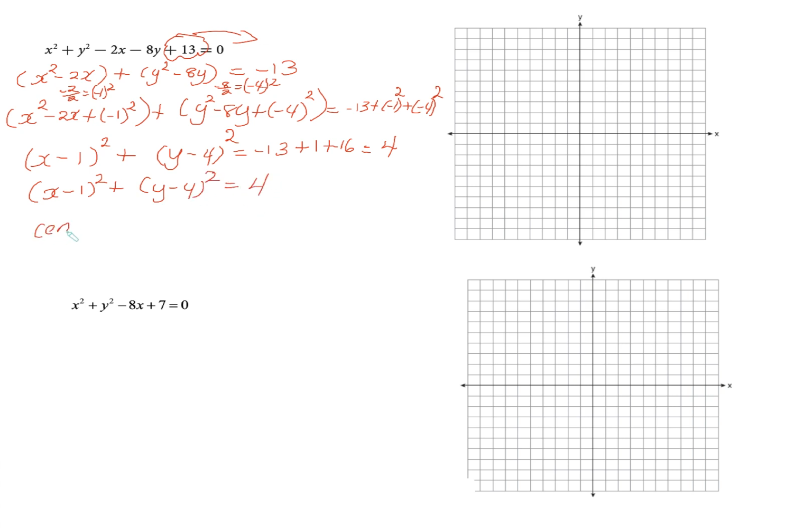Let's get our center. So our center would be, again, take the opposite. Negative 1, positive 1, negative 4, positive 4. Your radius, I know that r squared is 4. So when I take the square root of both sides, r has a value of 2. You're going to graph. So let's plot 1, 4. So here's our origin. You go 1, 1, 2, 3, 4 right here.